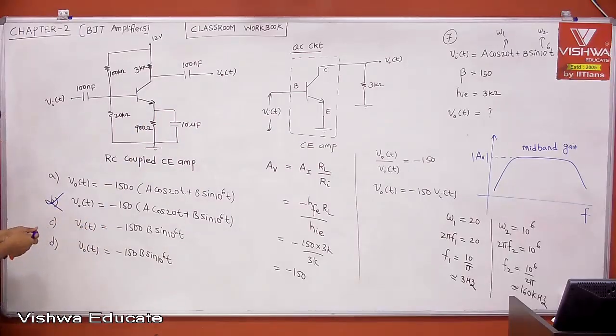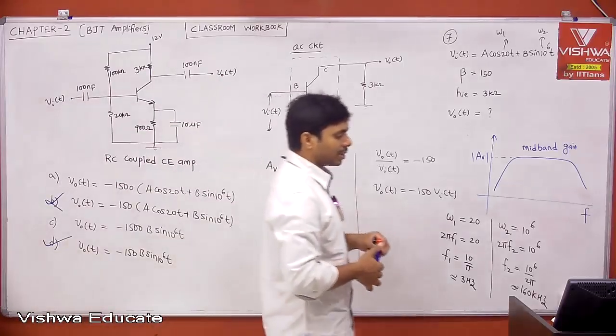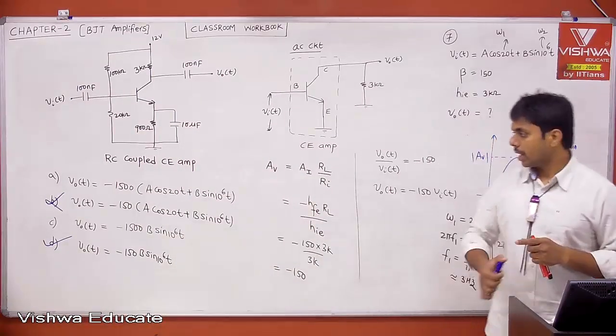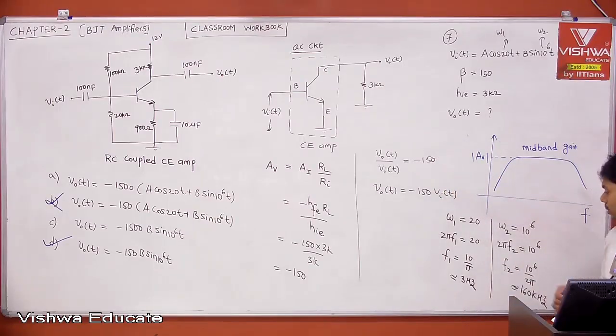Therefore, what is the answer? Answer is D. It amplifies only the second frequency component with gain minus 150. Hope this is clear. Okay, take this.